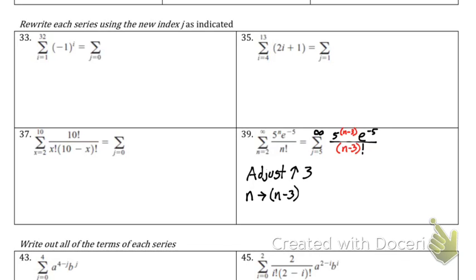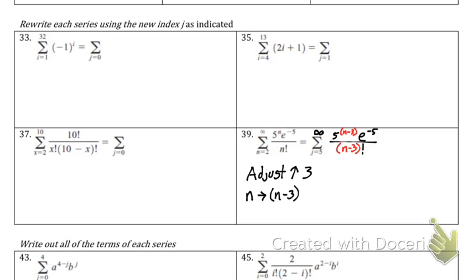And I'm just going to really quickly check to make sure it makes sense. Well, if I plug 2 in, this would be 2 factorial. If I plug 5 in, 5 minus 3 is still 2 factorial. If I plug 2 in here, I have 5 squared. If I plug 5 in for that n, I have 5 minus 3, so it's still 5 squared. Everything matches up. Okay? Other questions?